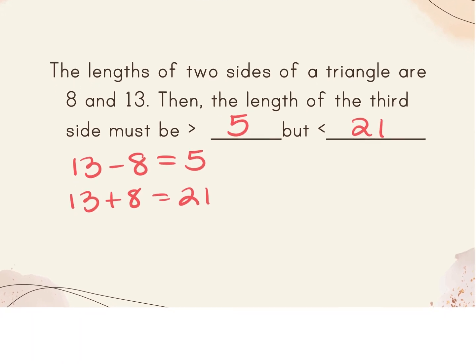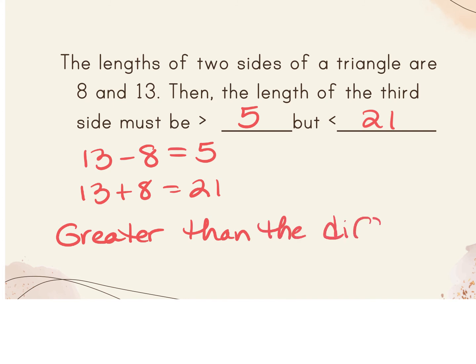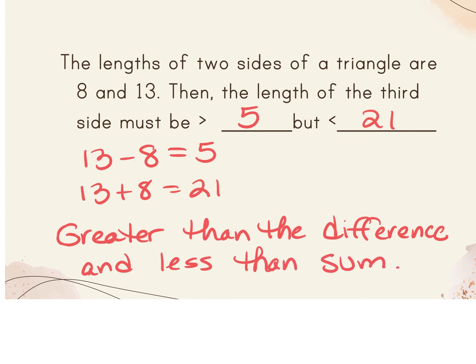So in other words, if you wanted to translate this, it's always going to be the third side will be greater than the difference, which is the subtraction problem, and less than the sum. And that would be possible values for that third side. It cannot equal the sum and difference. It's got to fall in between.